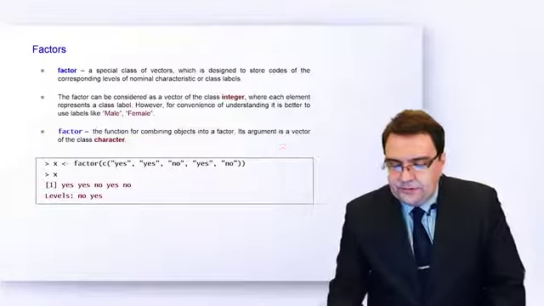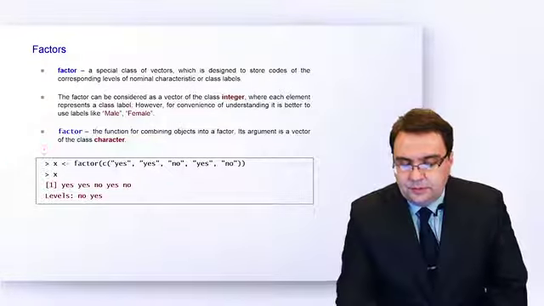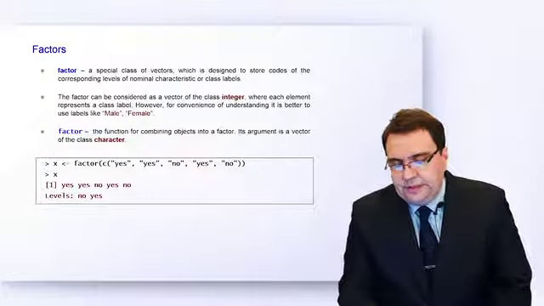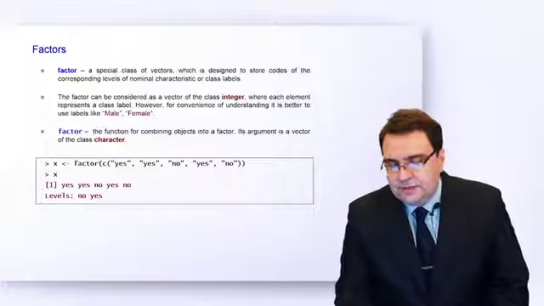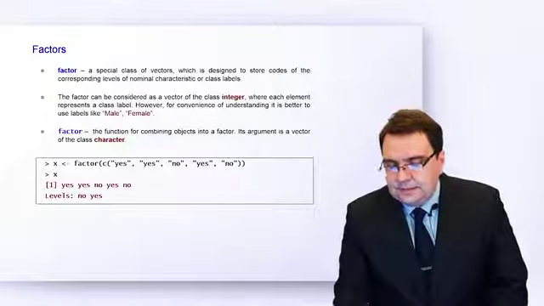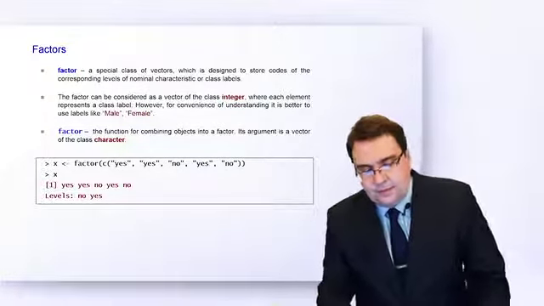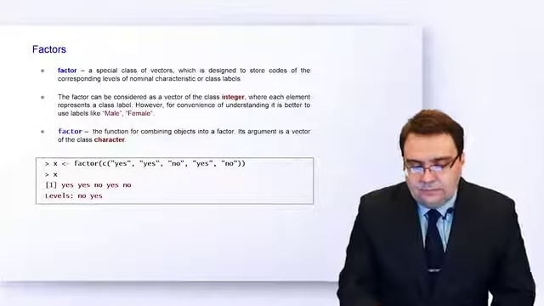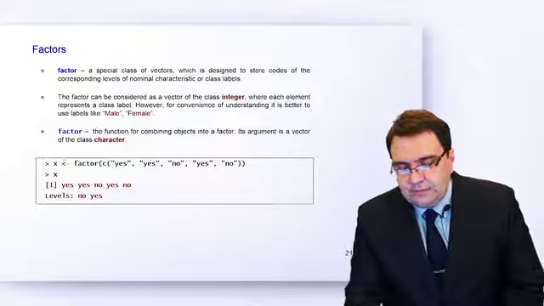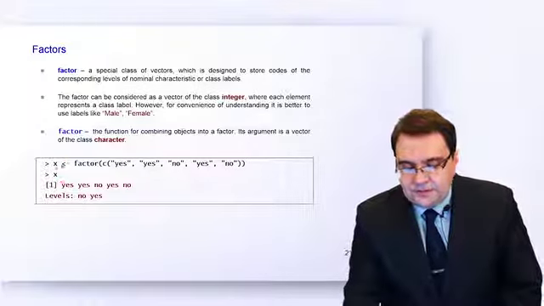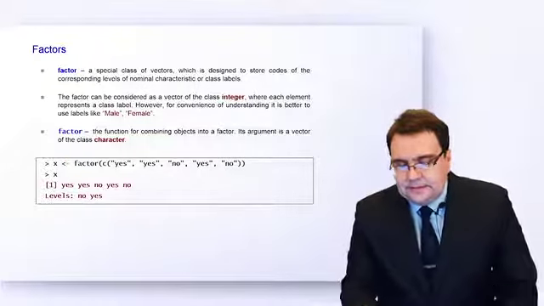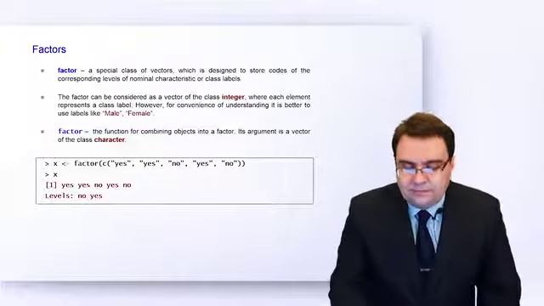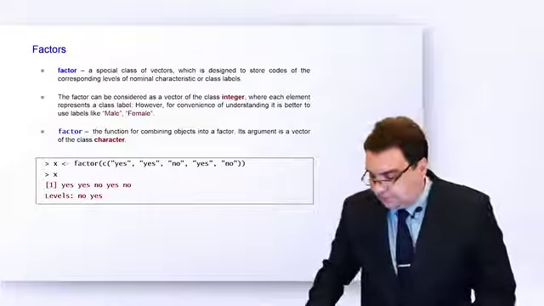So we create a factor which will be assigned to the variable x, and we use the function factor. So we use function c, and then the values yes, yes, no, yes, yes, no. So then we have formed variable x of data structure factor, and you can print this, and you will see the content of this variable and the levels of this variable.